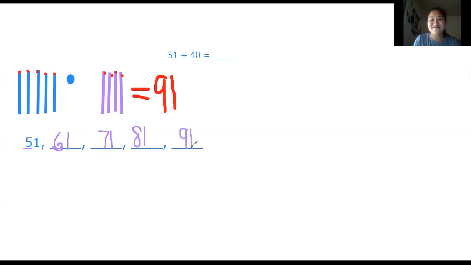Nice job. You could even solve this type of problem using dimes and pennies. Who remembers how many cents a dime is worth? That's right, a dime is worth 10 cents. How many cents is a penny? A penny is worth 1 cent. Nice job. Let's use a drawing of coins, dimes, and pennies to solve this problem.